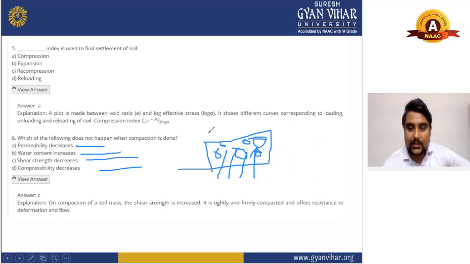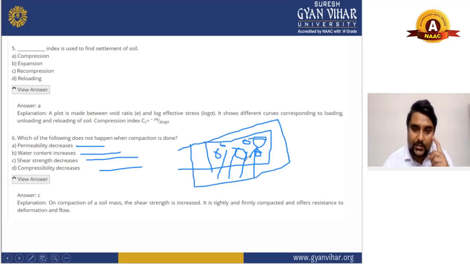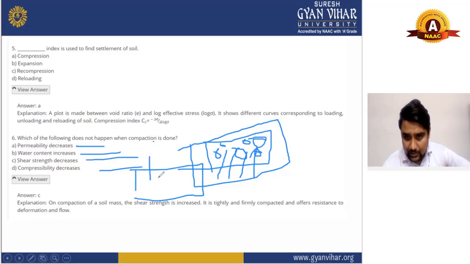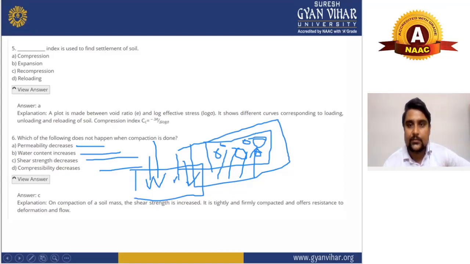Yes, water content can be increased because the area of your sample will be reduced due to the compaction of soil. Shear strength decrease: this is not right, because shear strength will also increase. If you compact this soil properly, there will be no shear failure, and compressibility will decrease.